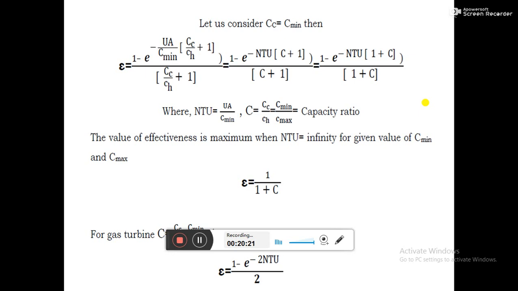The equation for the effectiveness of a parallel flow heat exchanger is given by 1 minus e to the power of minus NTU into (1 plus C) divided by (1 plus C). The value of effectiveness is maximum when the value of NTU, for the given values of C minimum and C max, is infinity. At that condition, the effectiveness equation becomes 1 by (1 plus C), because e to the power of minus infinity is nothing but 0.